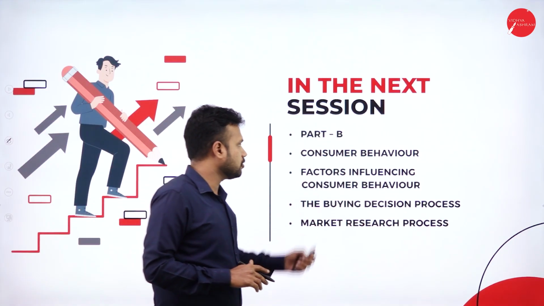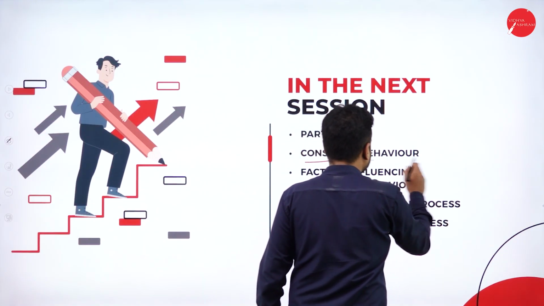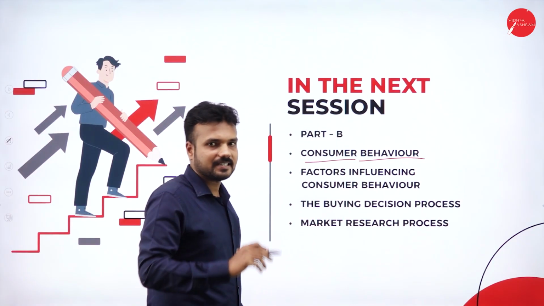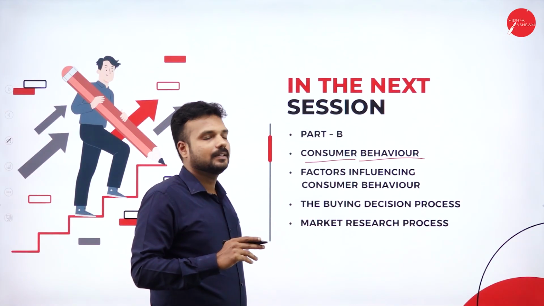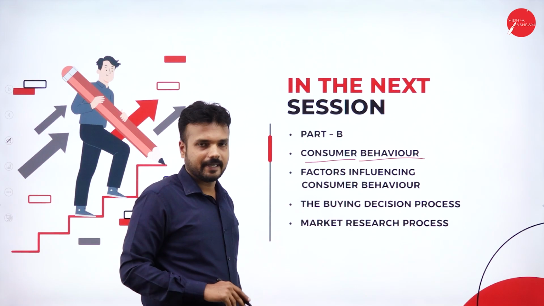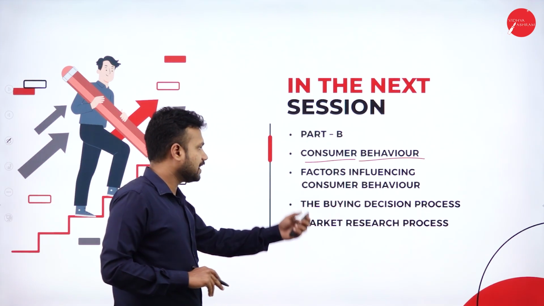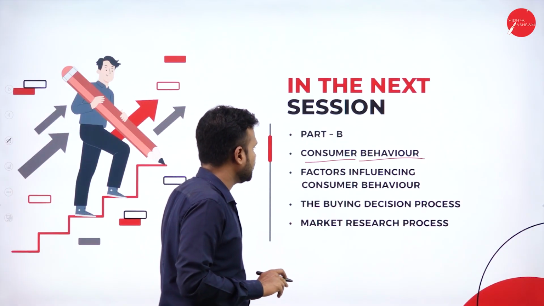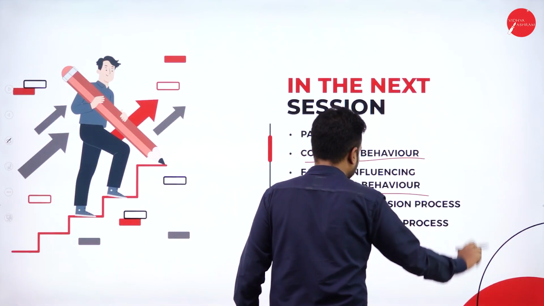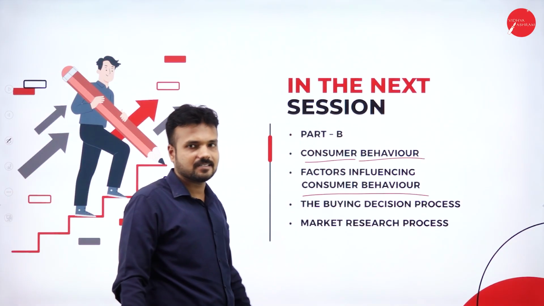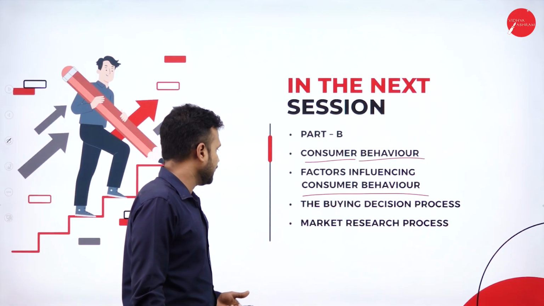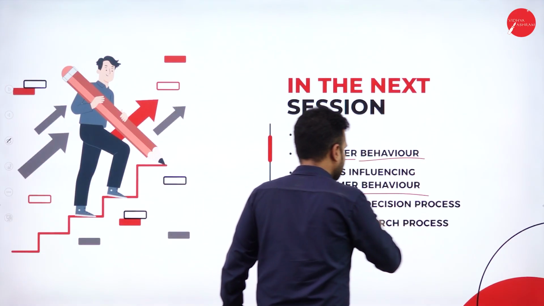It is about consumer behavior. As I said, unit 3 is classified into two categories. Part A is completely about market segmentation. This is part B, it is about consumer behavior. Under the consumer behavior concept, we are going with factors influencing consumer behavior. There are certain factors which influence the behavior of a consumer that we are going to learn here. The buying decision process.